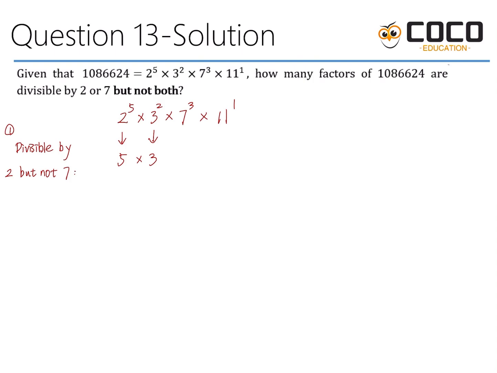It's not divisible by 7, so we can't choose factor of 7. For factor of 11, there are 2 ways to choose it. Either you don't choose factor of 11, so choose 0, or you choose 1. So this is 30 different numbers.